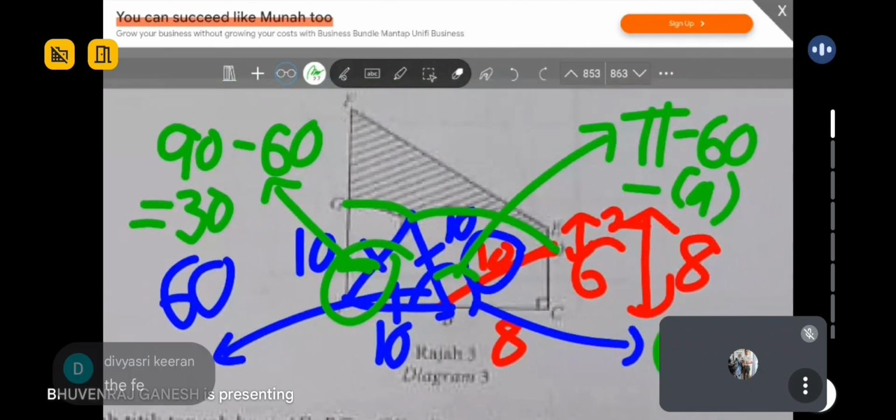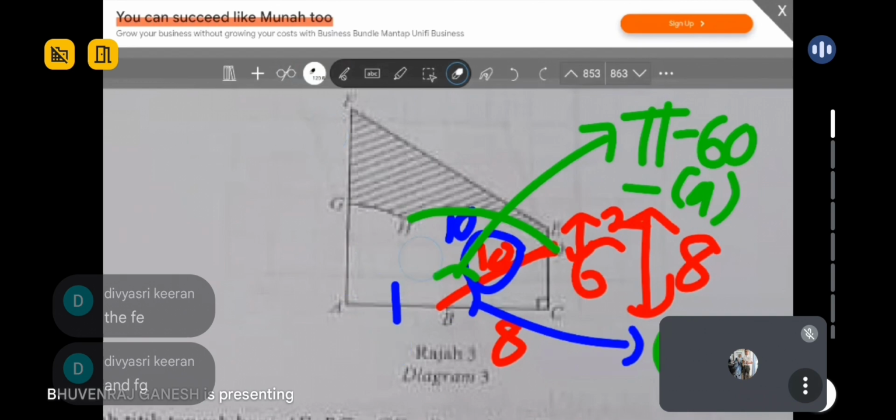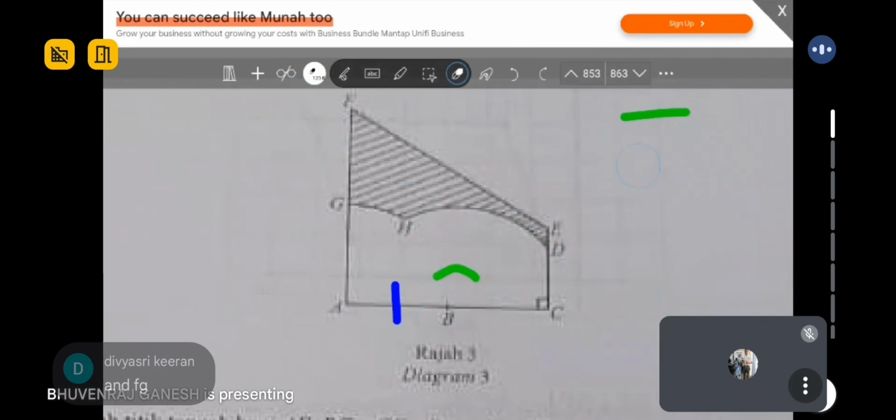FE. Okay guys, for FE, it's a bit different. Let me show you over here. You must be careful with FE a bit. The FE and FG, yes. So FG, how much guys? Can you all tell me? FG berapa?